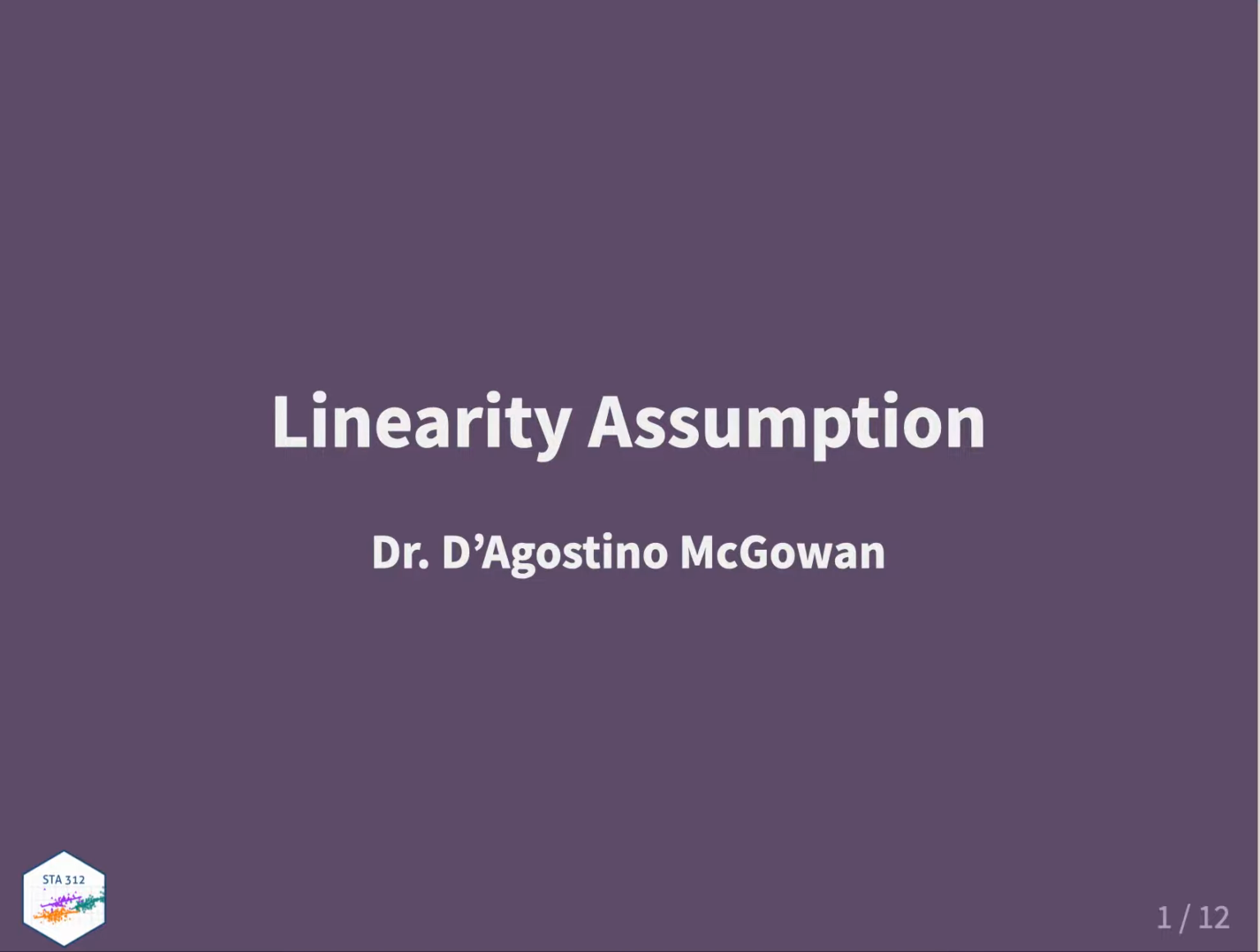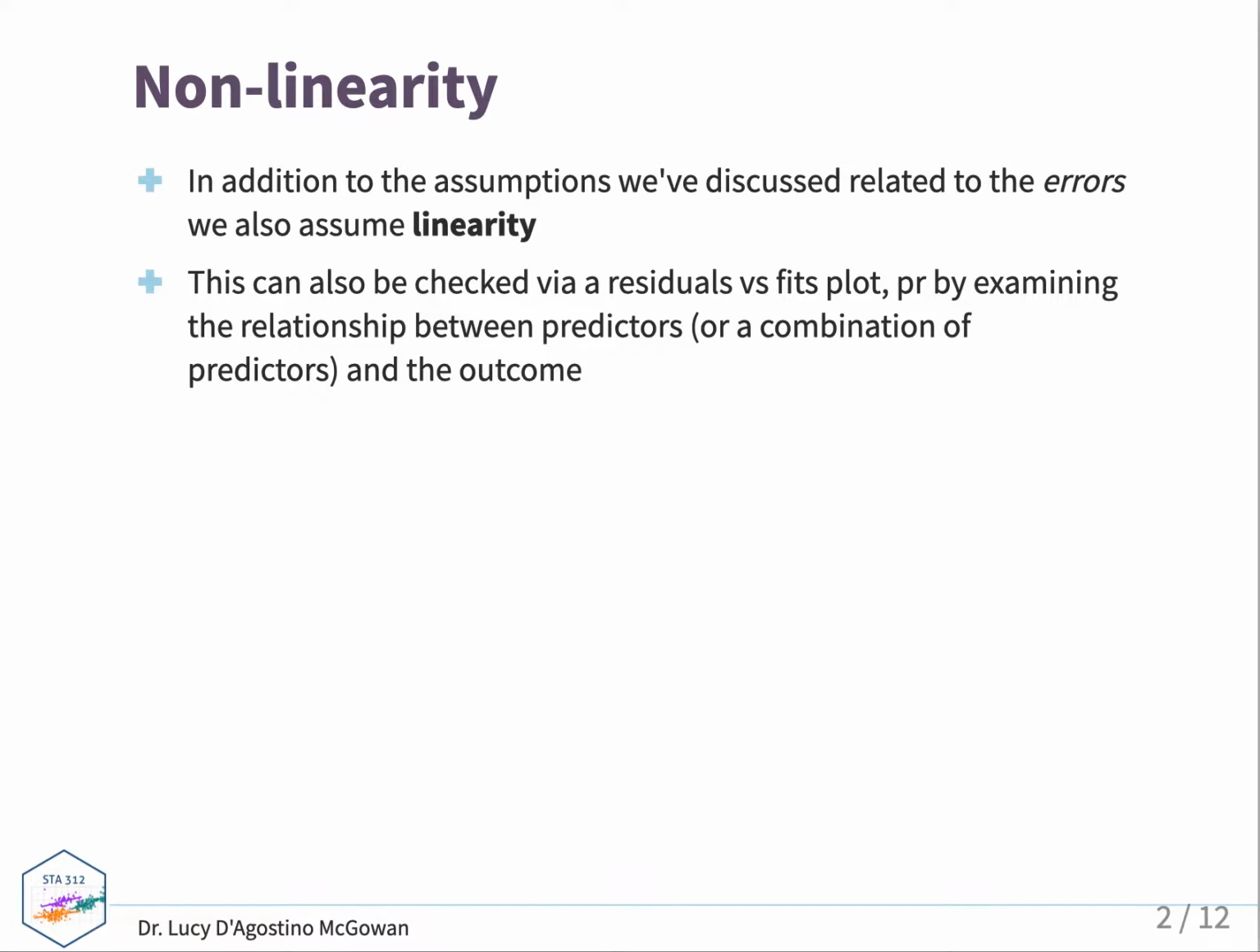Okay, so far we've talked about three assumptions of linear regression: constant variance, normality, and independence. An additional important assumption that came up when we were talking about constant variance is the linearity assumption. In addition to those assumptions, we also assume linearity, and this can be checked via a residuals versus fits plot, or by examining the relationship between predictors or a combination of predictors and the outcome.